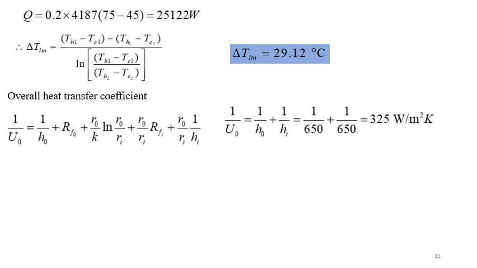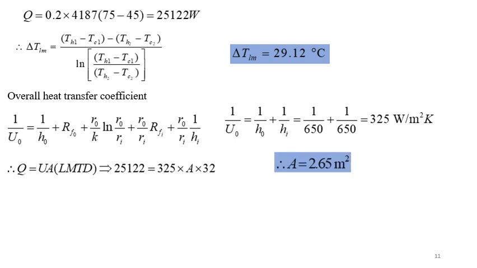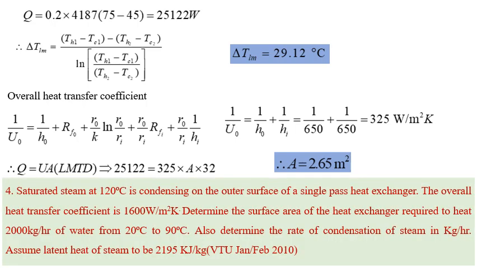Okay. So next, by knowing this value, we can calculate the area. Q is equal to U into A into LMTD. So substitute all the values and area is equal to 2.65 meters square. This is the answer for this question. I hope you understood this. Very simple problem, the procedure is the same, but you should know, based on the data given, what we are going to calculate. Okay. Next, we will take up the next problem.